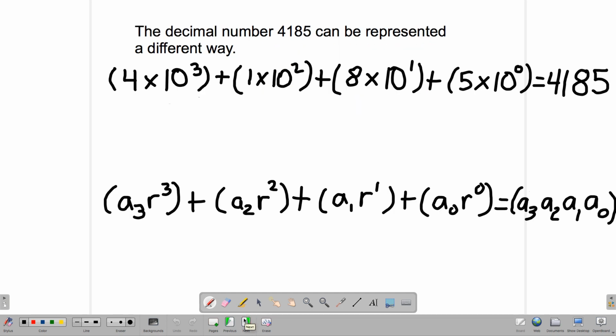The decimal number 4,185 can be represented a different way. I have it broken out so you can see it. Here we have 4 times 10 to the third power. That's actually the value of 4,000. And then we have 1 times 10 to the second power, which is 100. And then we have 8 times 10 to the first power, which is 80.